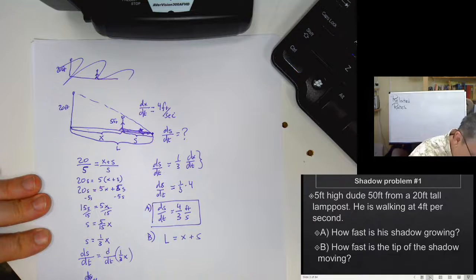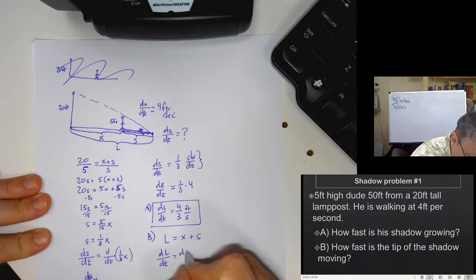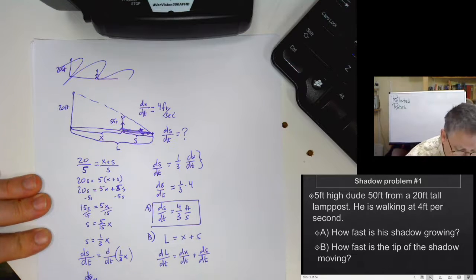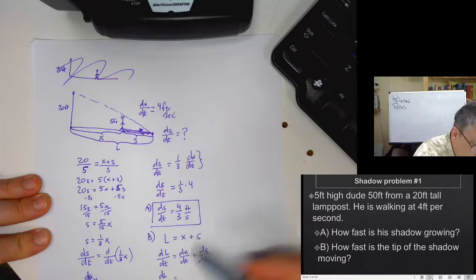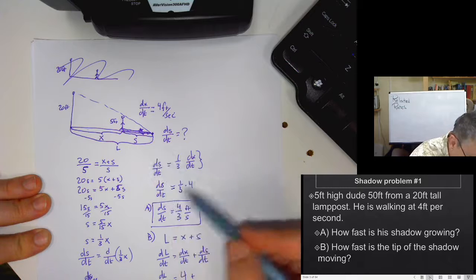All right, good. So now we can differentiate with respect to time, and do our little wizardry here. That is all fine and good, right? And we know this and we know that. So dL/dt equals dx/dt, which was given in the problem as 4, plus ds/dt, which we figured out was 4/3.